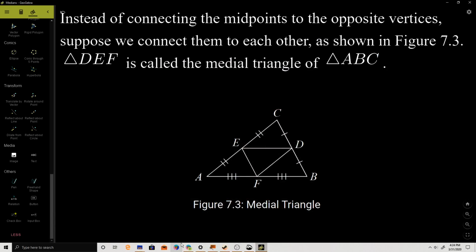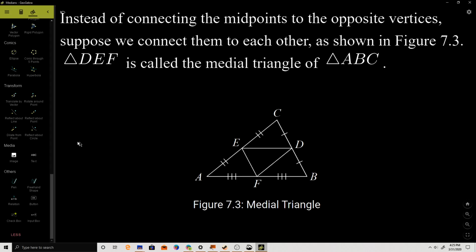Hello again. So, we have a little bit of a new concept to talk about. Previously we have been connecting the vertices to the midpoints. Those are the medians. But we can also connect the midpoints with each other. That's what we have in figure 7.3. Triangle DEF. And when we connect the midpoints, we call that a medial triangle. So DEF is the medial triangle of ABC because it's connected with all of the midpoints.